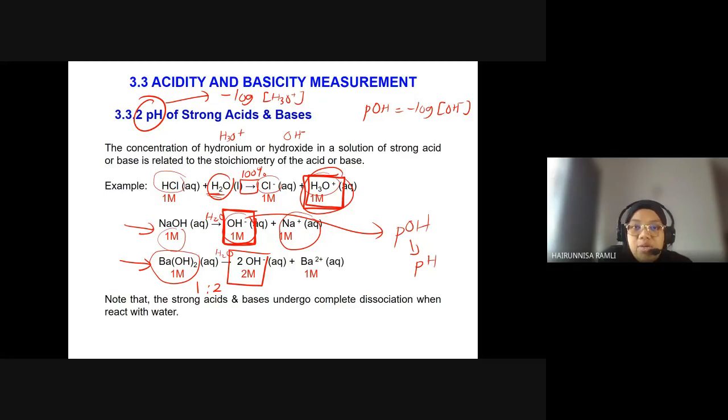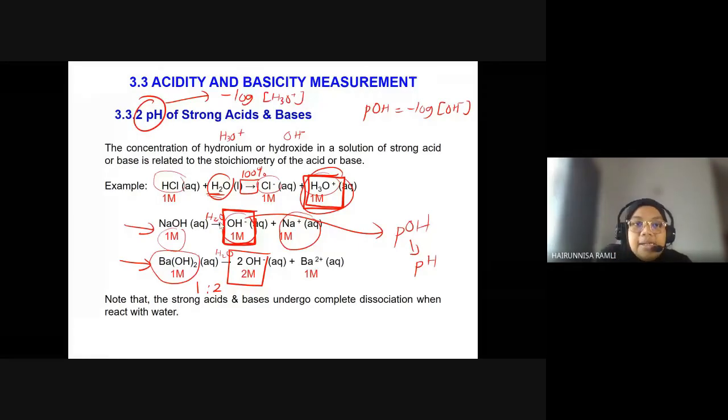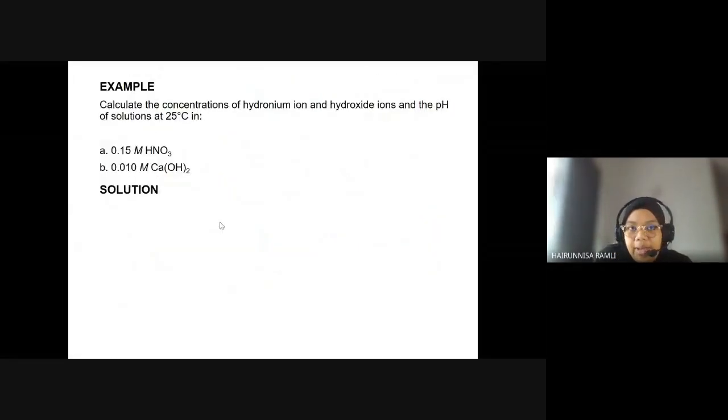So that's why you need to be careful, especially metal group 2 ni lah. Okay, metal group 2 semua OH kat situ dalam kes ni adalah 2 molar. So it means that the concentration of OH minus is 2 times the concentration of the substance dia tu. Okay? So clear? Then we look at this example.